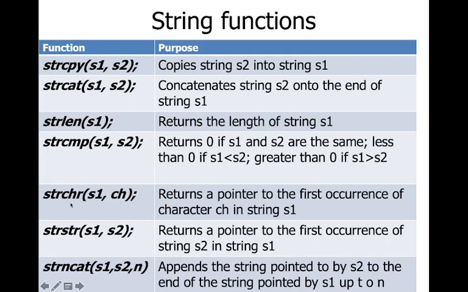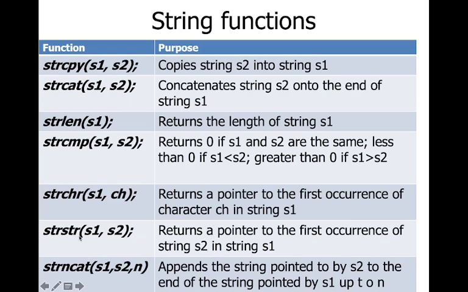Now we have other functions also. strchr of s1 comma ch returns a pointer to the first occurrence of that character in string s1. We won't be using such kind of functions. It returns a pointer, which is actually an address value, to the first occurrence of ch in s1. So s1 is a string and ch is a single character. If we give hello and e, it will return the address of that particular character. So e's address will be returned.